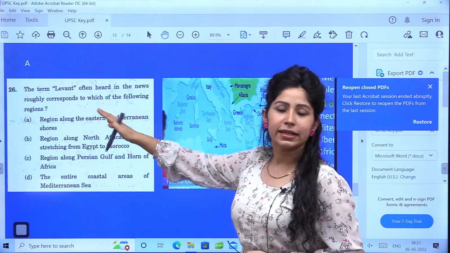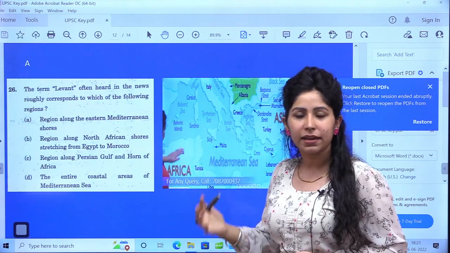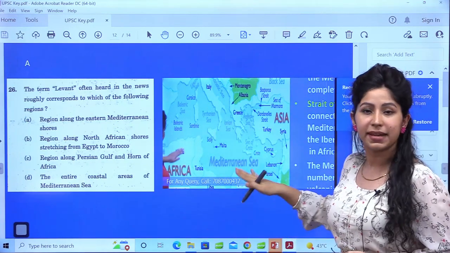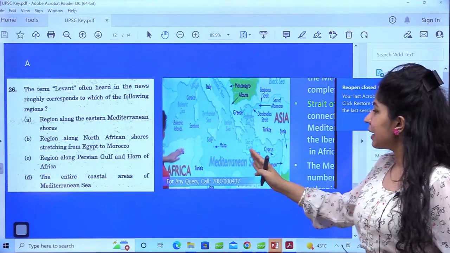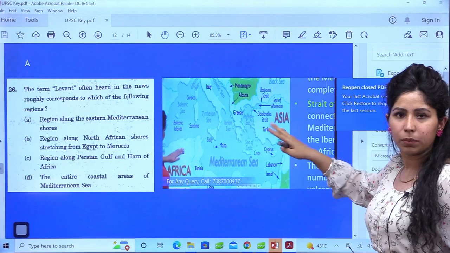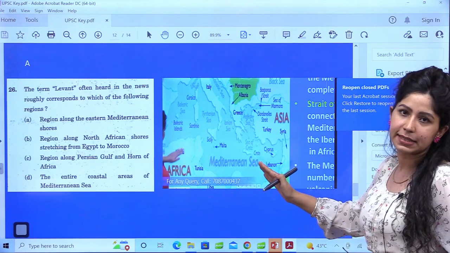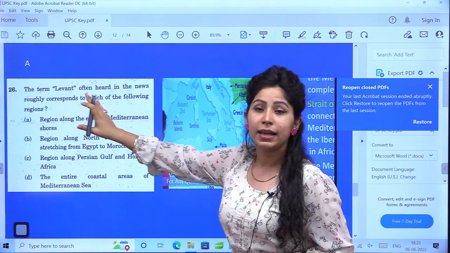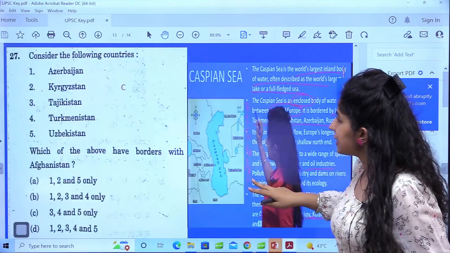Again, the Levant has been discussed again and again in Snigdha ma'am's lecture, and in my lecture also, when we discussed the Mediterranean Sea in our mapping series, that all the bordering areas towards the eastern side of the Mediterranean Sea constitute the Levant. So this was again very easy to take.